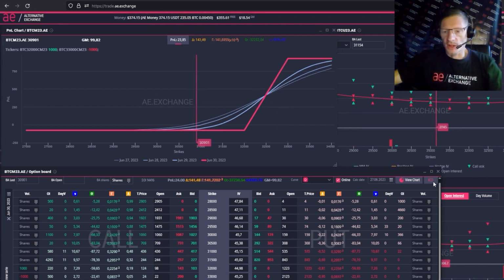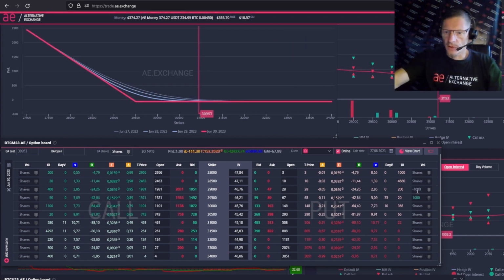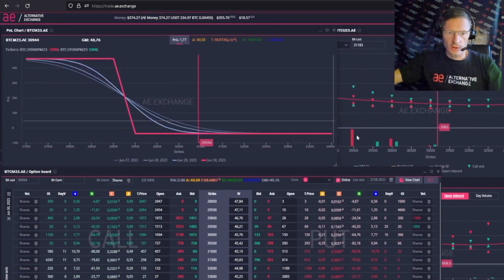But it could happen that the SEC says something weird about cryptocurrency again and people start dumping crypto. Then the price of Bitcoin could drop significantly. Then we can buy a vertical spread on put options. For example, we buy 29,500 and we sell 29,000. Sell 1,000 contracts. We get a vertical spread with a very small award.